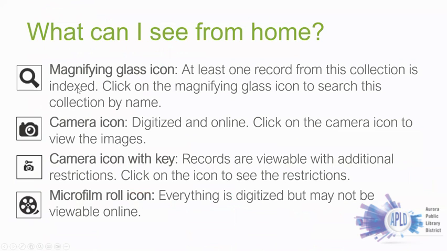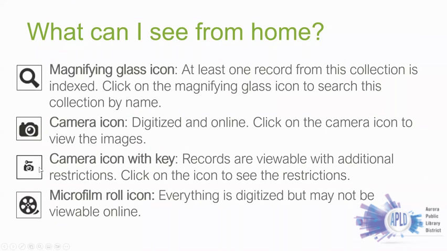If it has the magnifying glass, that means at least one record from that collection has been indexed, and you can click on that magnifying glass icon and the search engine will open up and you can search specifically in that collection. If the camera icon is there, that tells me that those records have been digitized, they're online, and all I have to do is click on the camera and view the images. And we'll do that in just a few minutes.